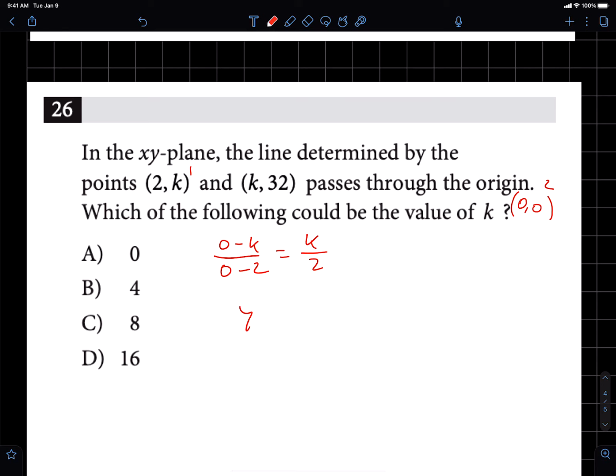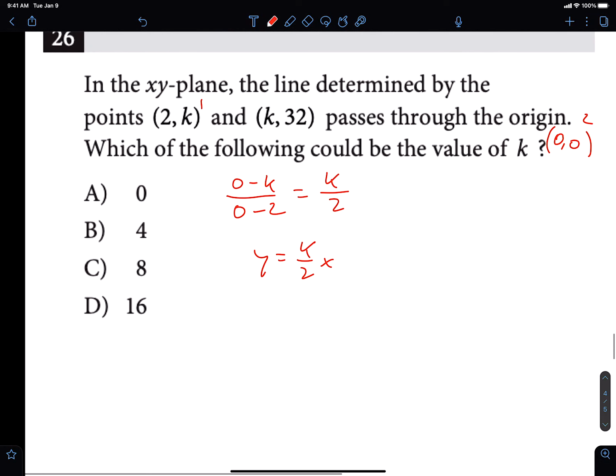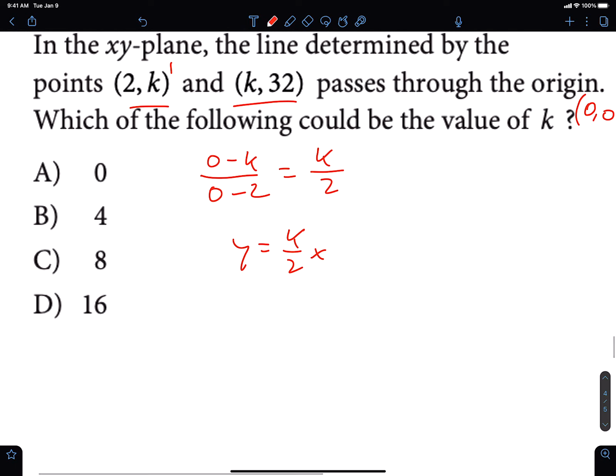So let's plug that into our equation of a line. So y equals k over 2x, and then we're going to do plus 0 because the y-intercept is 0. So let's get rid of that plus 0 because plus 0 doesn't do anything. So now we know this is our equation of our line. So to find k, let's go ahead and plug in either one of these points and solve. Let's go ahead and do k comma 32. So I'm going to get 32 equals k over 2 times k.